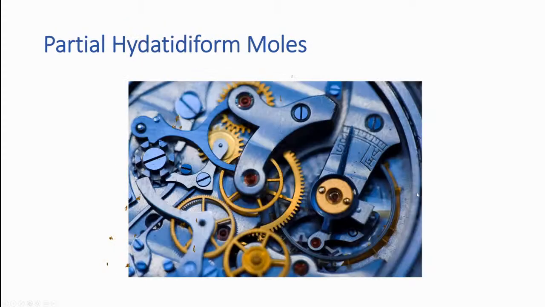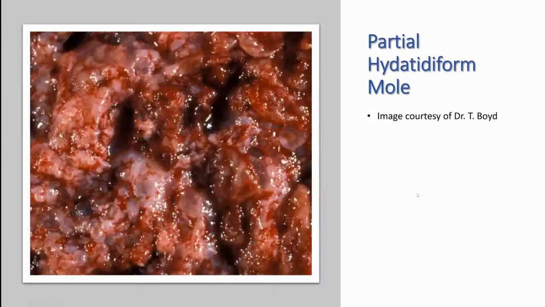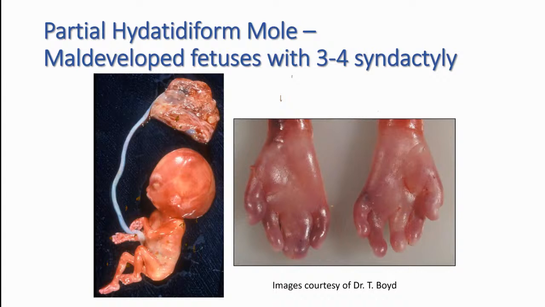So let me switch gears really quickly and talk about partial mole. This one's a little bit harder to pick up grossly. It's a little harder to see the swollen villi. There are fewer of them. They're intermixed with more tissue often. They may be associated with a maldeveloped fetus. Here's a molar placenta. You can see some swollen villi.